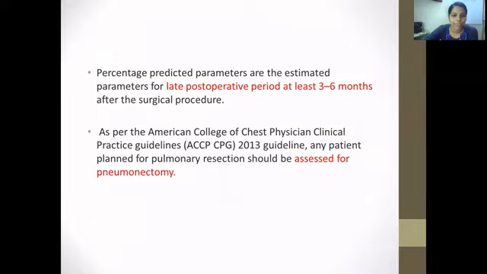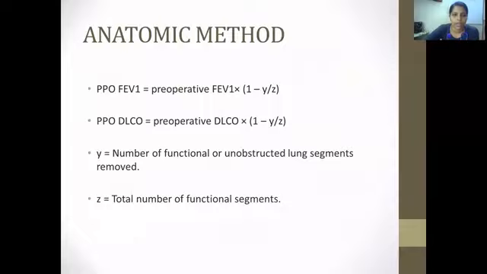As per the ACCP 2013 guidelines, any patient planned for pulmonary resection should be assessed for pneumonectomy also. The percentage of PPO can be calculated by two methods: one is the anatomic method and the other is the perfusion method. For the anatomic method, the CT scan is helpful.